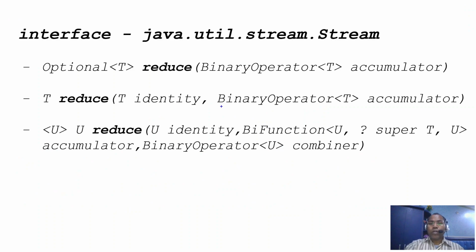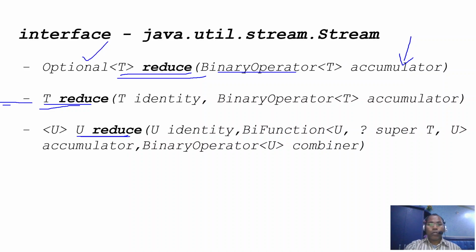So in short, whenever you are using map and reduce, the reduce function has three overloaded versions. The first just applies any binary operator, the accumulator, and returns an optional value. In the second overloaded method, you have to specify an identity. Here the identity is an integer, so the return type should be integer. Say 0, meaning you get an integer, and this is your binary operator which you want to perform.